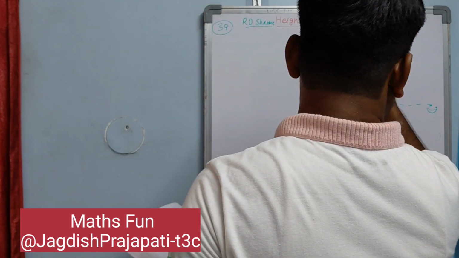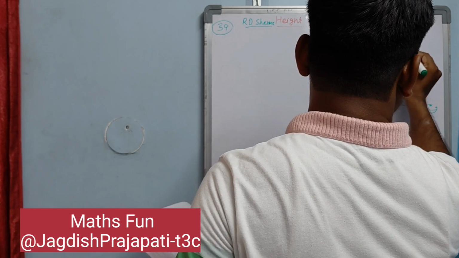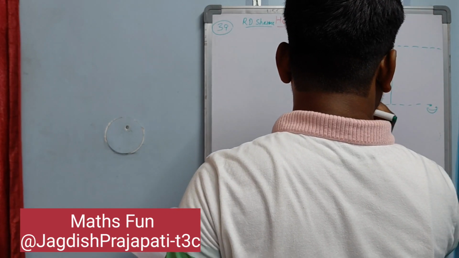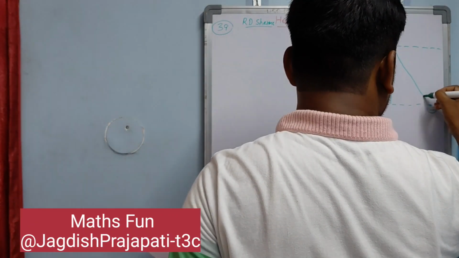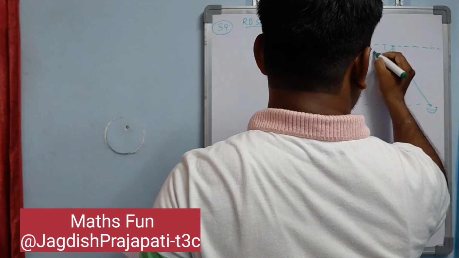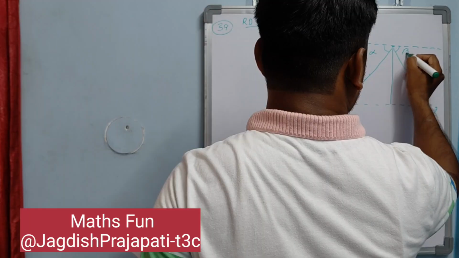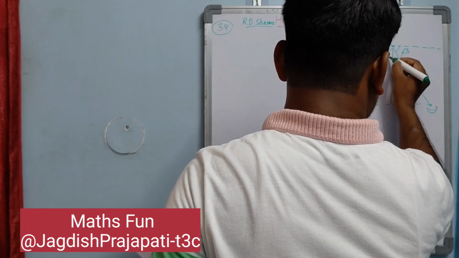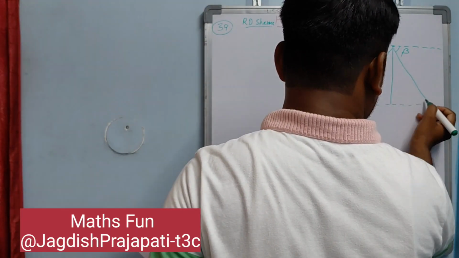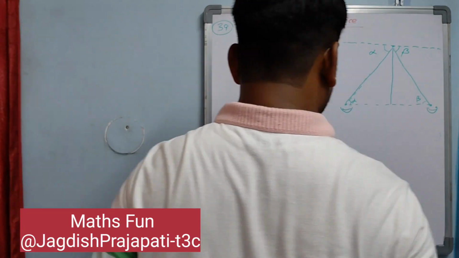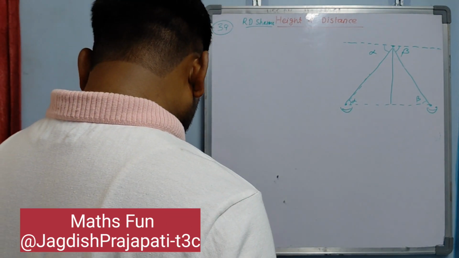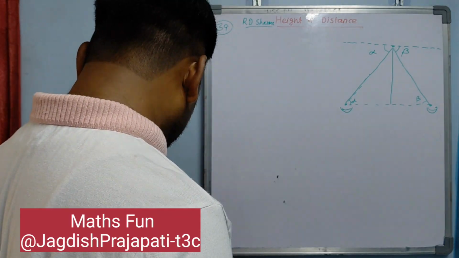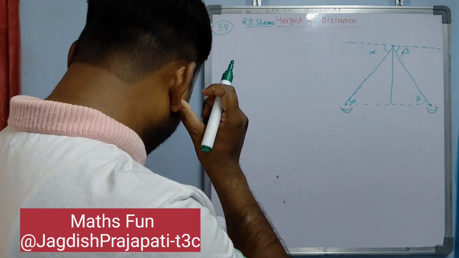So the angle of depression is given. This is alpha and this is beta. Now the problem is to show that the distance between the ships is h tan alpha.